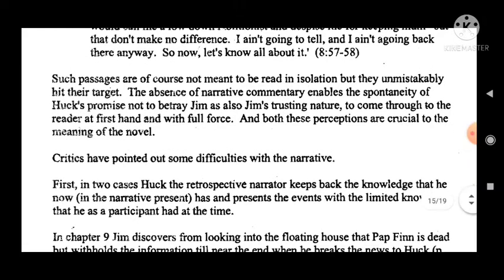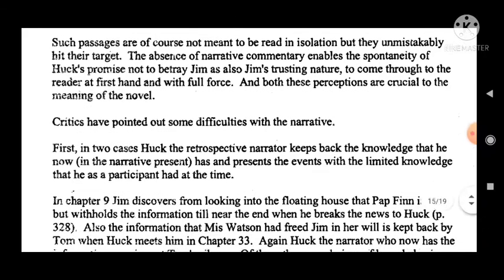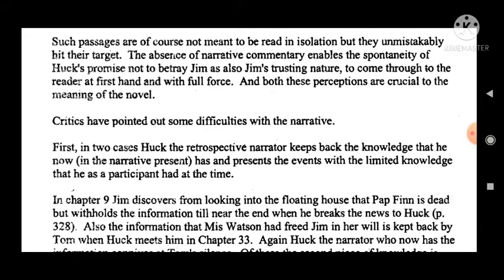Such passages are of course not meant to be read in isolation, but they unmistakably hit their target. The absence of narrative commentary enables the spontaneity of Huck's promise not to betray Jim, as also Jim's trusting nature, to come through to the readers at first hand and with full force. And both these perceptions are crucial to the meaning of the novel.